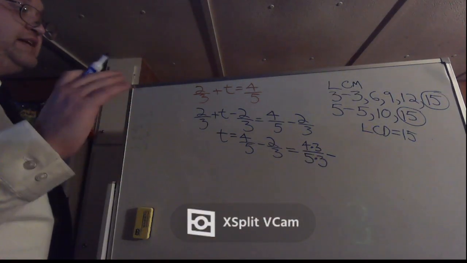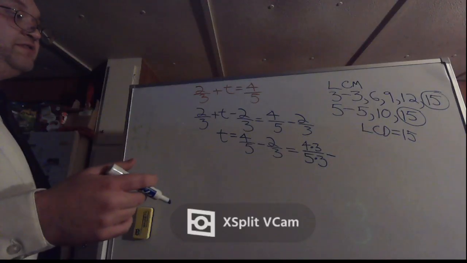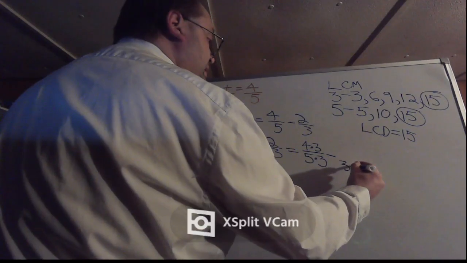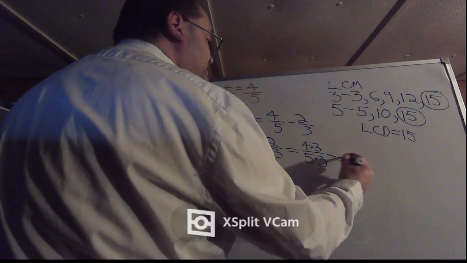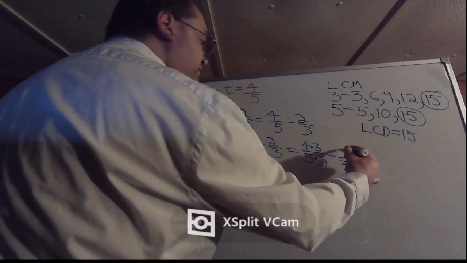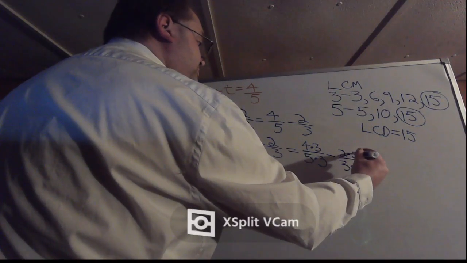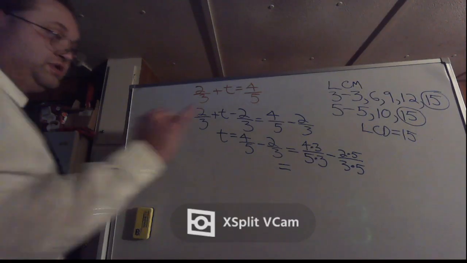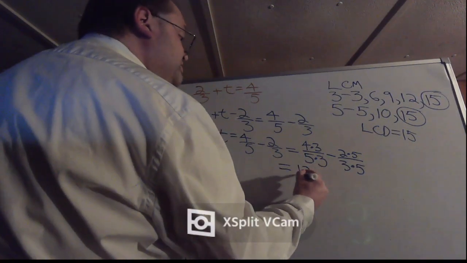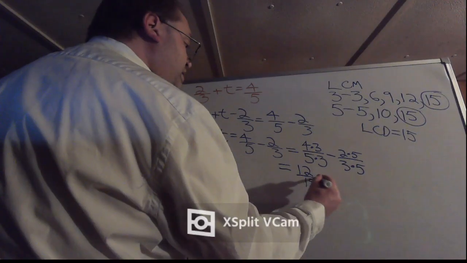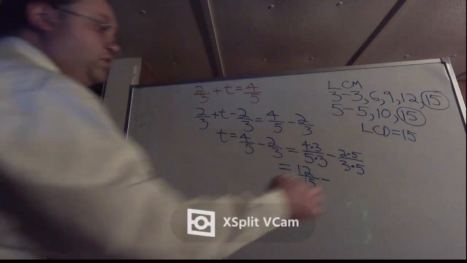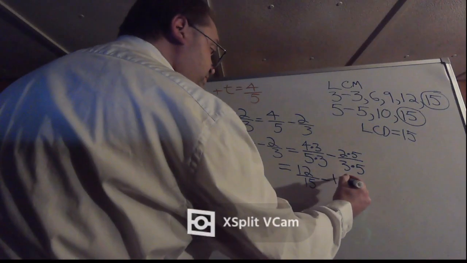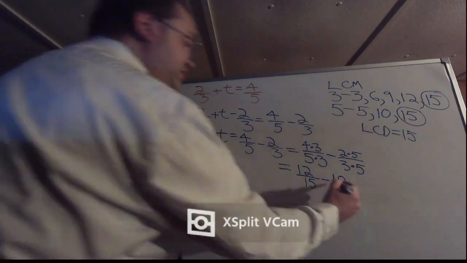Now we have to convert that 2/3 into a denominator of 15. Well, in order to convert 3 into 15, you got to multiply by 5. So you'll have 3 times 5 for the denominator, but then you'll have 2 times 5 for the numerator. So go ahead, we'll work through the multiplication. 4 times 3 is 12. 5 times 3 is 15. Minus, work through the multiplication for the second term. 2 times 5 is 10. 3 times 5 is 15.